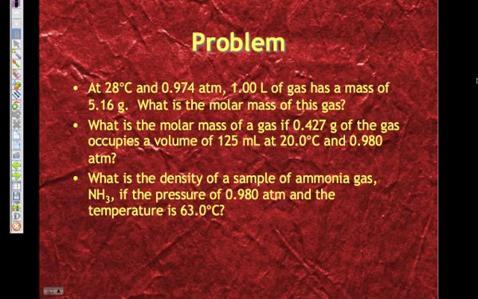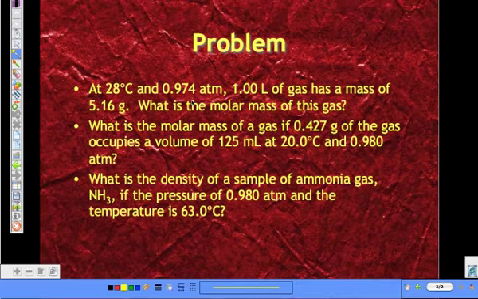So do we have a problem? So at 28 degrees Celsius and 0.974 atm, 1 liter of gas has a mass of 5.16 grams. What's the molar mass of this gas? So what we could do is use our PV equals nRT equation. Here's our pressure, volume. We'd solve for N. We know R. And here's our temperature. So once we solve for N, we could take our 5.16 divided by whatever we got for N, or you can use your molar mass equation. So you can do it either way. You don't have to use the equation. If you know the one equation, you should be able to solve all of these.